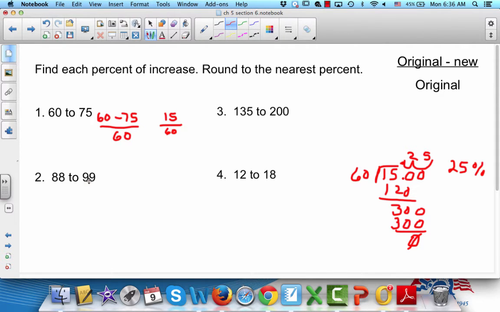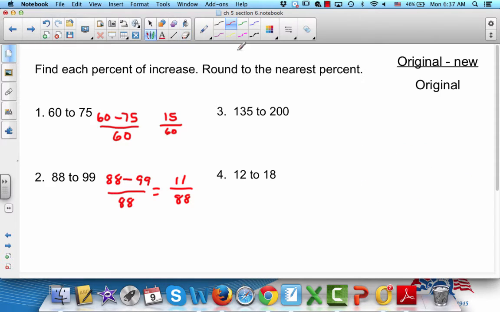Now, let's do the second one here. We've got 88 to 99. So we went from 88 to 99. That's the original amount minus the new amount divided by the original amount, which is 88. So that gives us 11. The absolute value of negative 11 is 11 over 88. Let me erase this other one. Okay, so we've got 11 divided by 88.